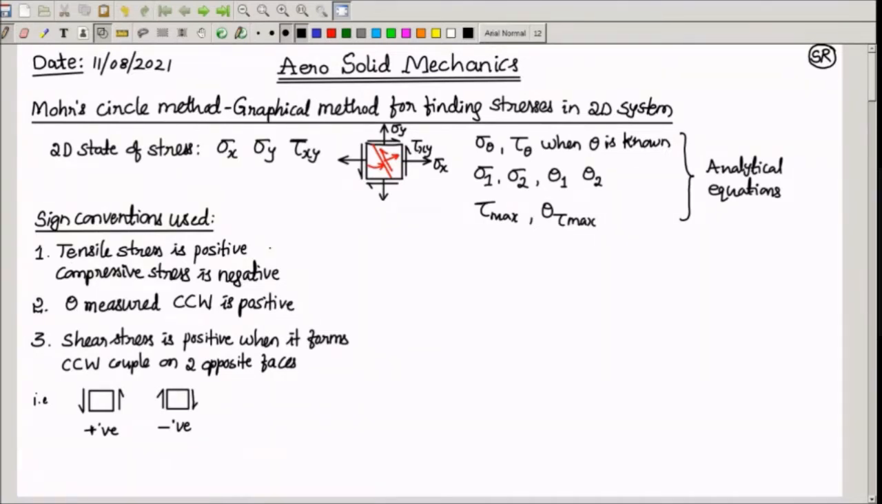We know that tensile stress is taken as positive and compressive stress is taken as negative. And the convention for theta, the angle of the plane, is positive when measured counterclockwise. Shear stress is taken as positive when it forms a counterclockwise couple on the opposite vertical faces. Otherwise, it is taken as negative. For example, you observe here in the first sketch, opposite vertical faces, shear forces are forming counterclockwise couple, so it is positive here in the first case. Whereas in the second case, opposite vertical faces, shear forces are forming clockwise couple, so it is taken as negative.